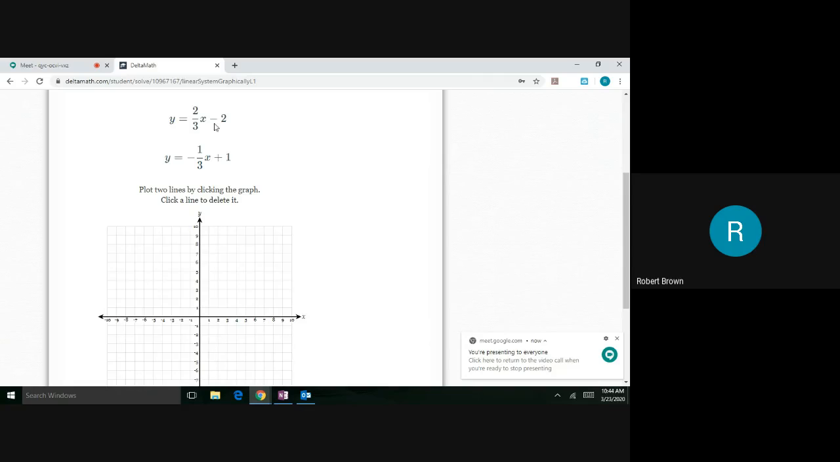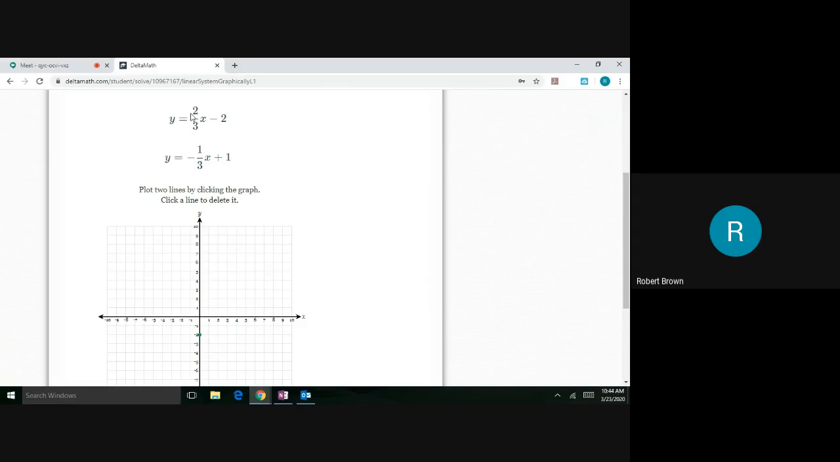They're both in slope-intercept form, so that's y equals mx plus b. b is your y-intercept, which is what I call your starting point for your graph. With the top one, negative 2 is your y-intercept, so we'll go to negative 2 on our y-axis and make our point right there.